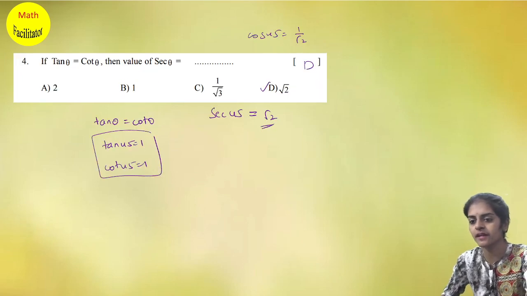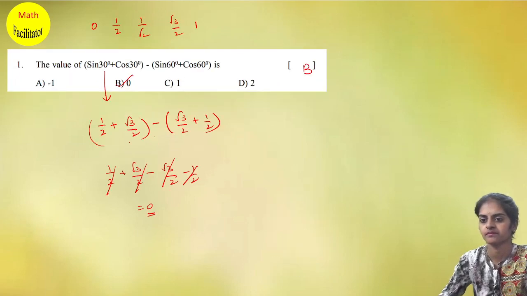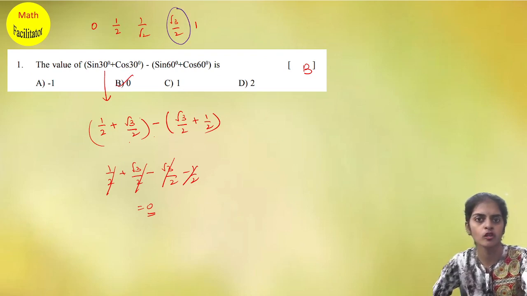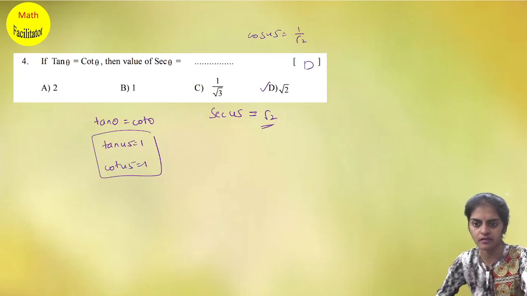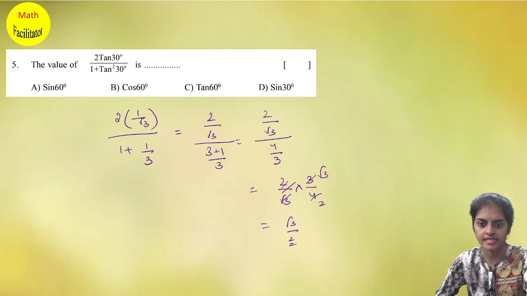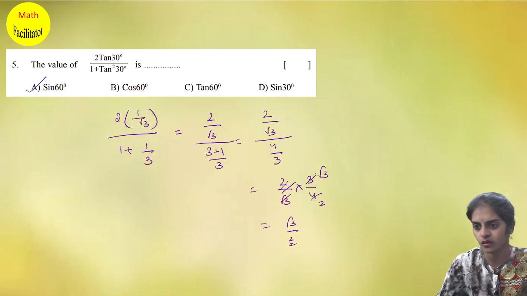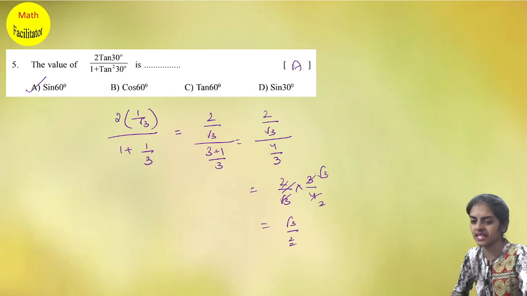Yes, what is the root 3 by 2 value? Root 3 by 2 is either sine 60 or cos 30. Let's check where it is. Cos 30 is not there, you have sine 60. So the answer is option A.